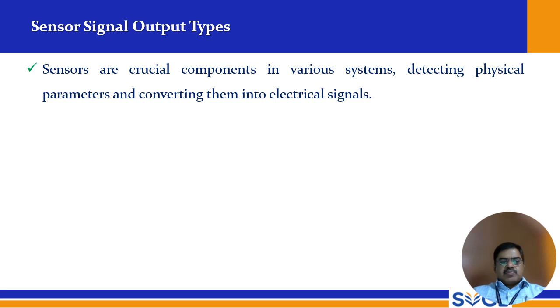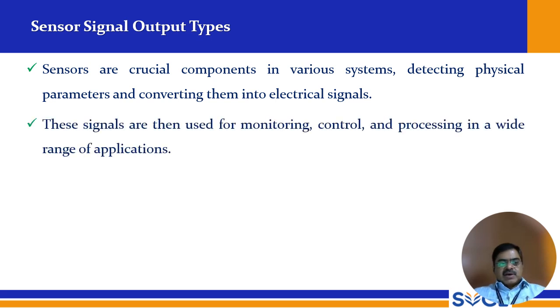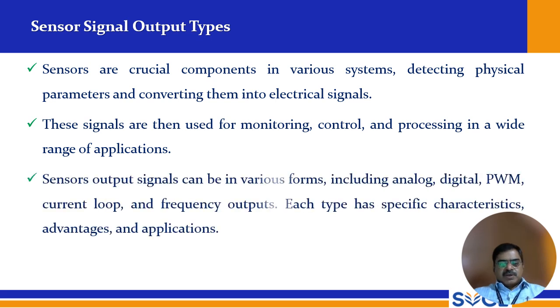So sensor signal output types. Sensors are crucial components in various systems, detecting physical parameters and converting them into electrical signals. These signals are then used for monitoring, control and processing in a wide range of applications. Sensor output signals can be in various forms. It includes analog, digital, pulse width modulation, current loop, frequency. Each type has specific characteristics, advantages, and applications. We'll discuss all of them.